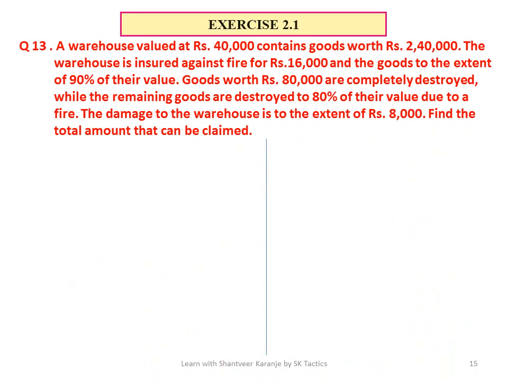The next question is, a warehouse valued at rupees 40,000 contains goods worth rupees 2,40,000. Again, I remind you, this type of question we solved previously where shop and godown were there. Here warehouse and goods are there. This is like that question, so we calculate both separately.